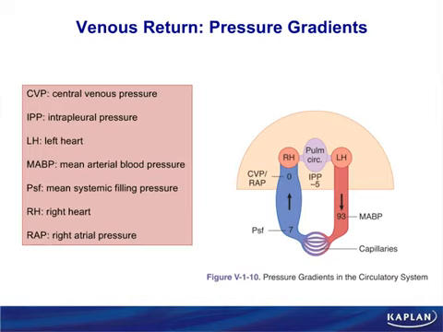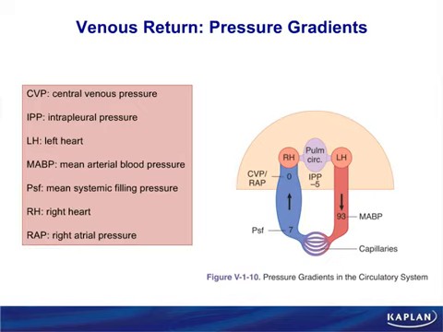CVP is central venous pressure or right atrial pressure. Remember, those pressures are basically the same. Mean arterial pressure is that pressure head driving flow to the peripheral circulation. Now, a term we haven't discussed yet, now we're going to go into considerable detail, is PSF. This is mean systemic filling pressure. All right? Mean systemic filling pressure.